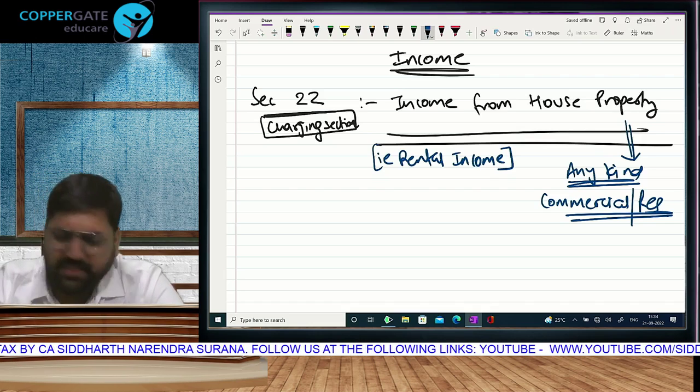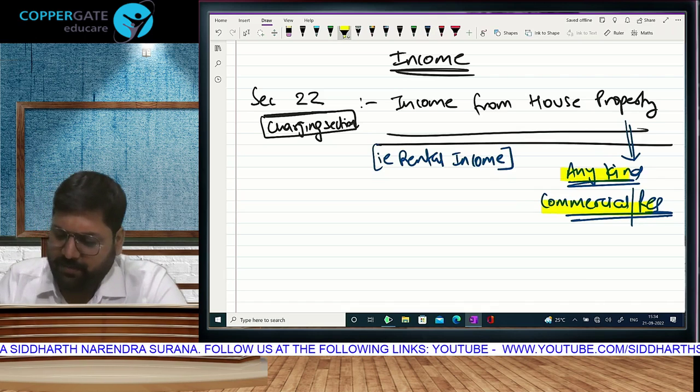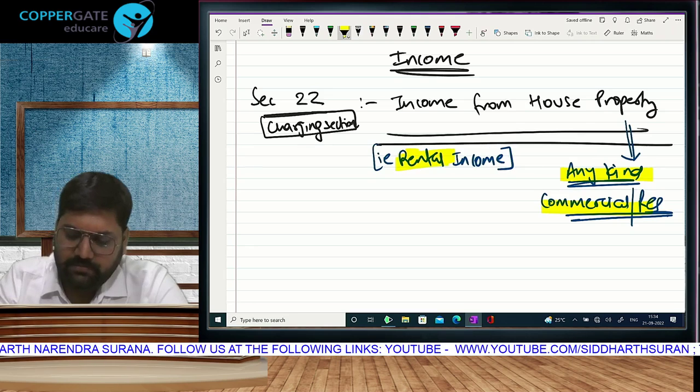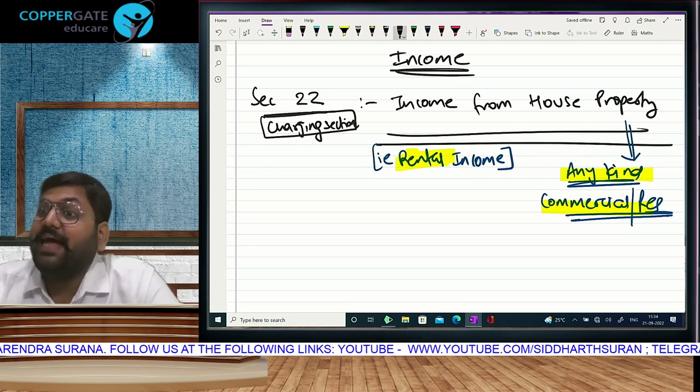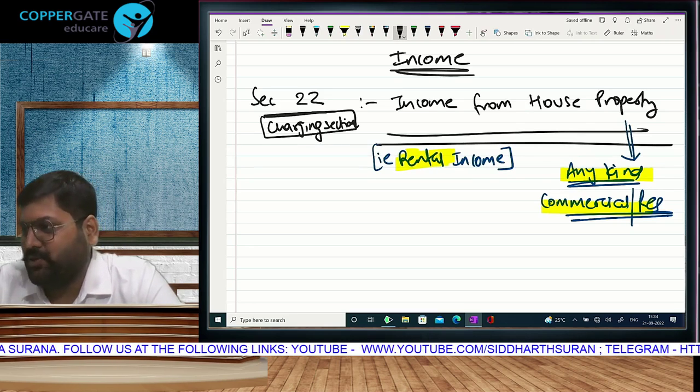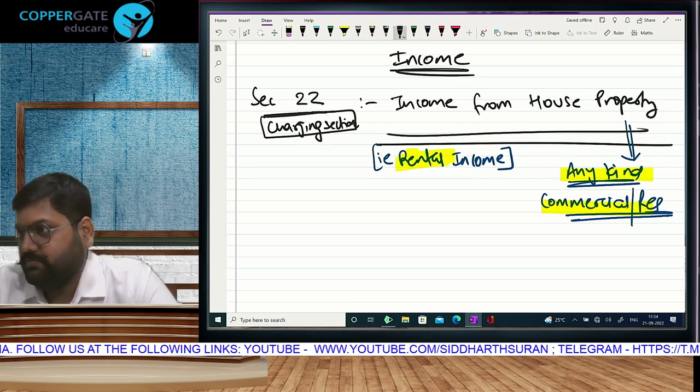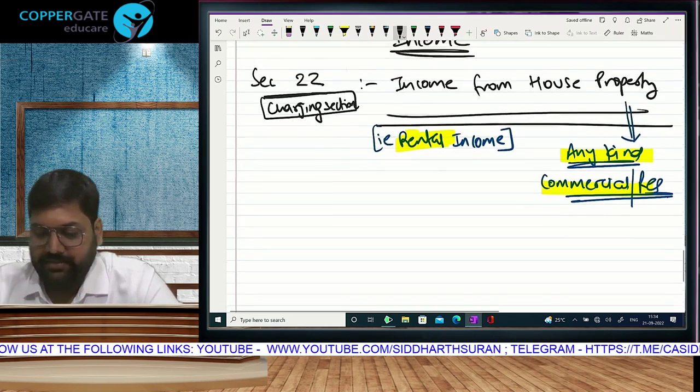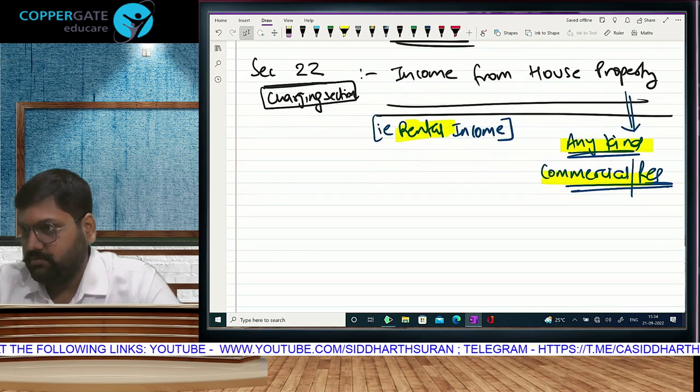And what do you earn? Whether the property is residential or commercial, what do you earn? Rent. Is that an income of the person who owns that home or office? That income will be taxed in this head called house property.